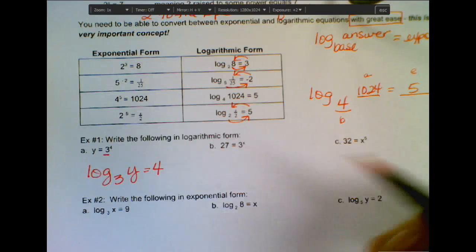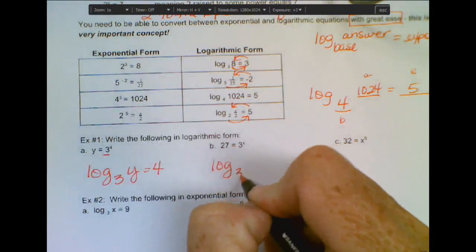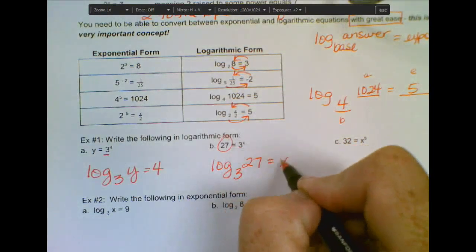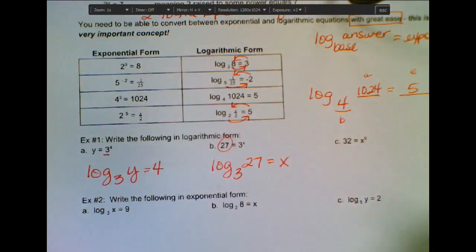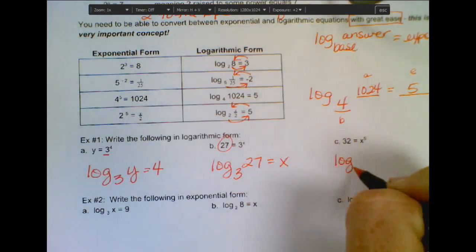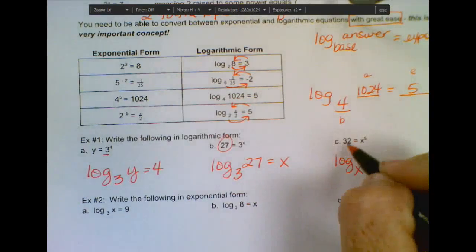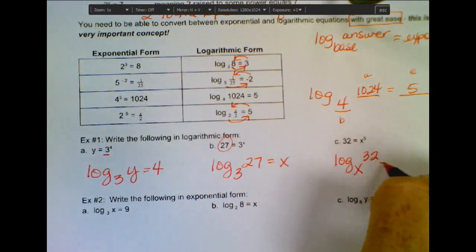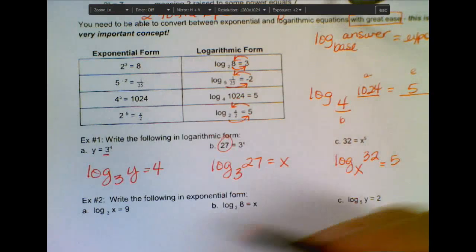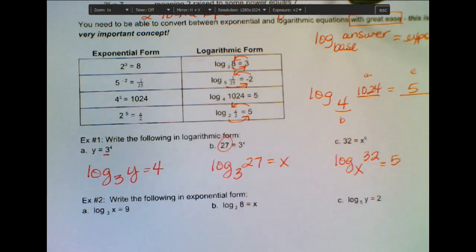Okay, now that you're back, let's check. So we have log, our base is 3, our answer is 27, so that goes right next to our base, and our exponent is our variable, our unknown x. So log base 3 of 27 equals x. And that's how you would say that, log base 3 of 27. Okay? For C, our base this time was x, our answer was 32, and our exponent was 5. So some number to the 5th power equals 32. You should also be able to solve these, which you're going to do down lower in example 3.